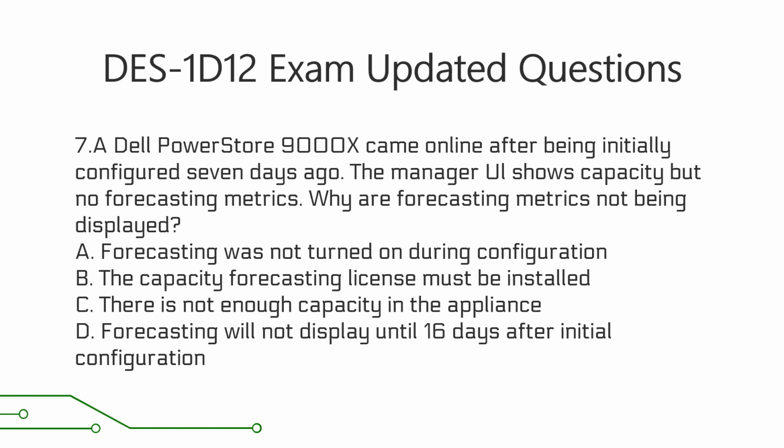A. Forecasting was not turned on during configuration. B. The capacity forecasting license must be installed. C. There is not enough capacity in the appliance. D. Forecasting will not display until 16 days after initial configuration.